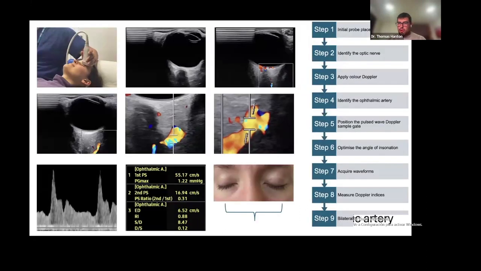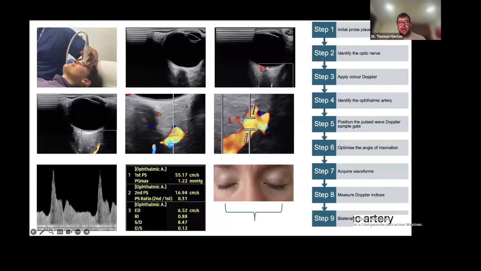So just to recap all of those steps. Step 1, make sure your patient is correctly positioned and introduce the probe onto the eyelid. Step 2, identify the optic nerve. Step 3, apply color Doppler, superior and medial to the optic nerve to identify the ophthalmic artery. Position the pulse wave Doppler sample gate over the ophthalmic artery. Optimize the angle of inclination so that you don't have any errors as a result of that. Acquire your waveforms, measure your Doppler indices, and make sure you measure both eyes. I'd also recommend you measure a couple of sets of waveforms on each eye.